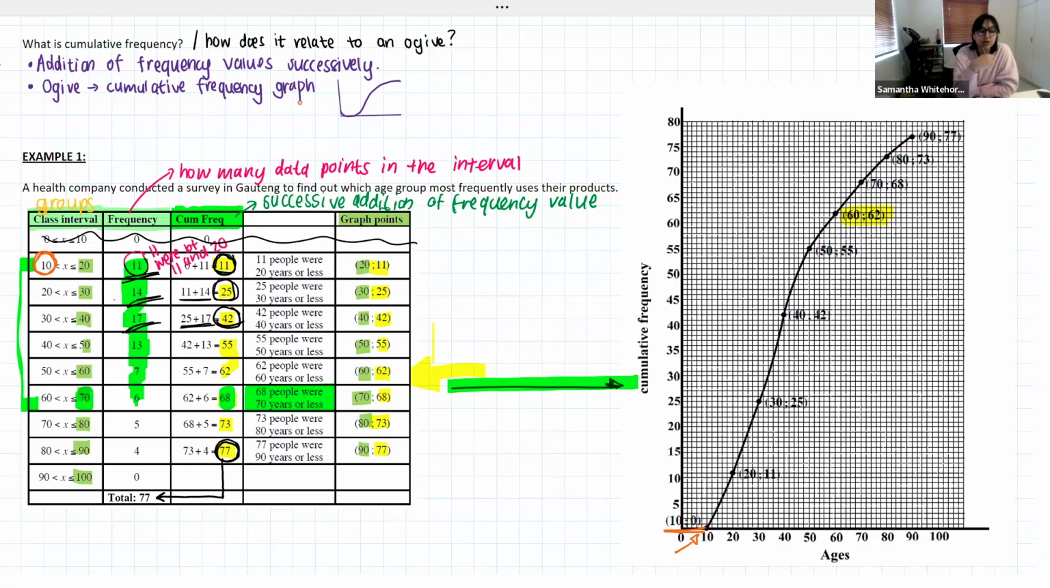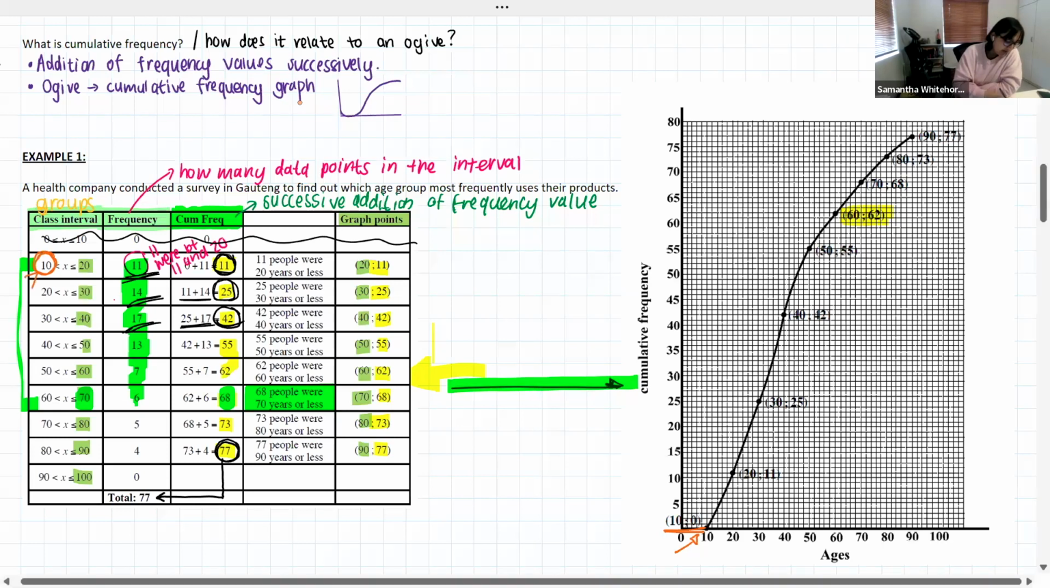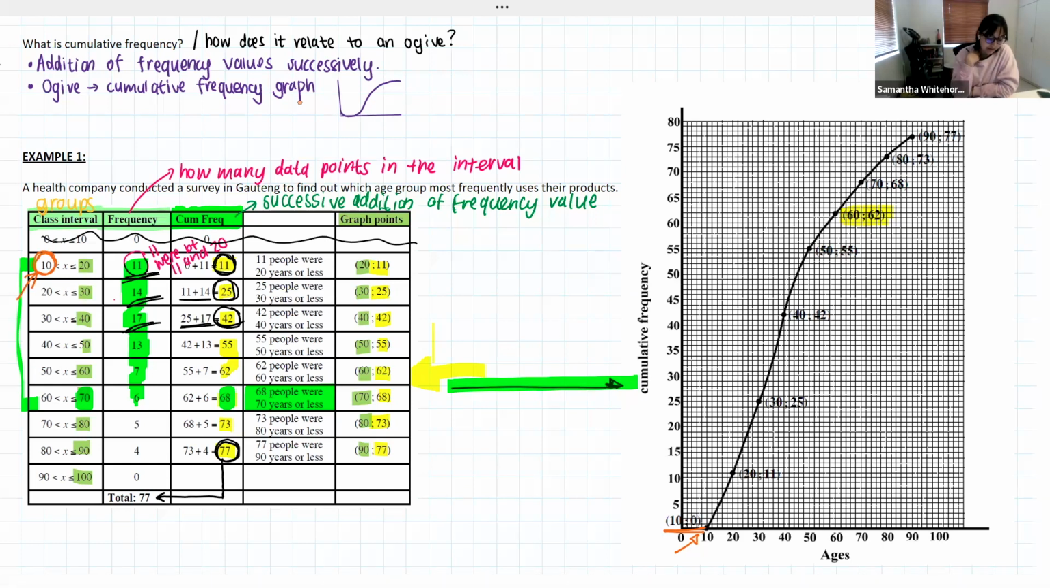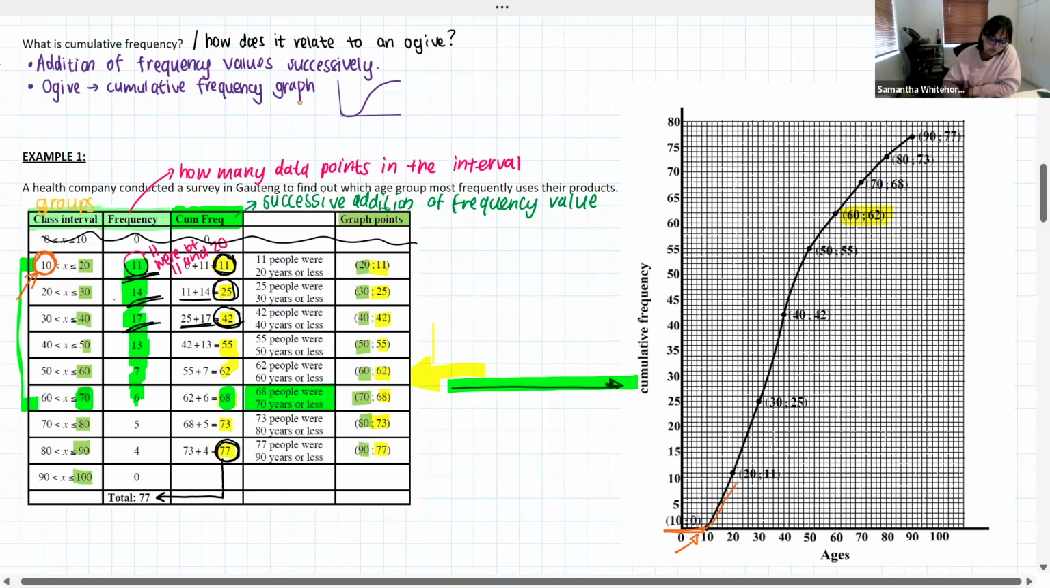So your ogive should never just start randomly within your Cartesian plane. It should always be grounded on the x-axis, at the value of the lower limit of your first interval. Right, and then if you're drawing an ogive, once you have your cumulative frequency and the endpoints, you take those two bits of information, you plot them, and you form this sort of S-shaped graph.